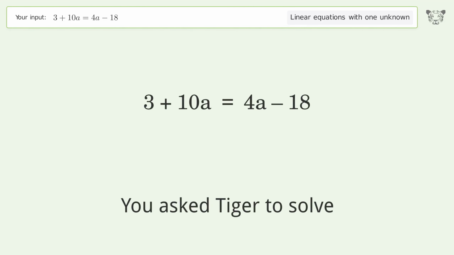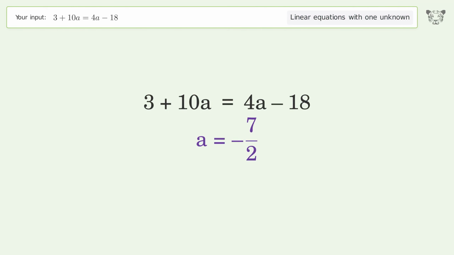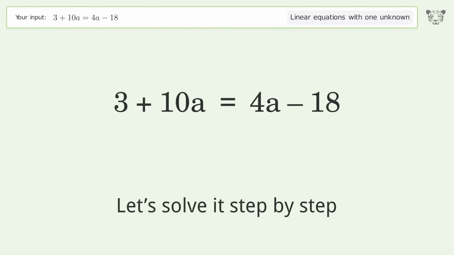You ask Tiger to solve this. This deals with linear equations with one unknown. The final result is a equals -7/2. Let's solve it step by step.